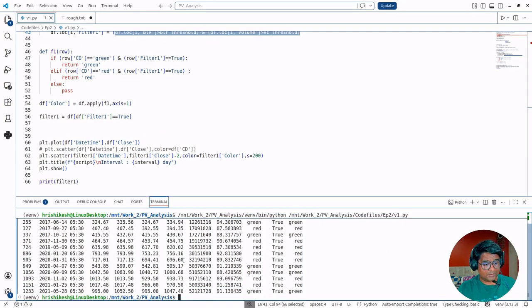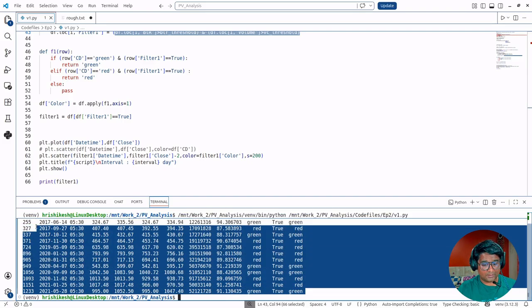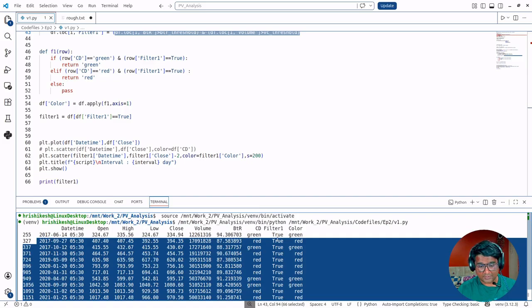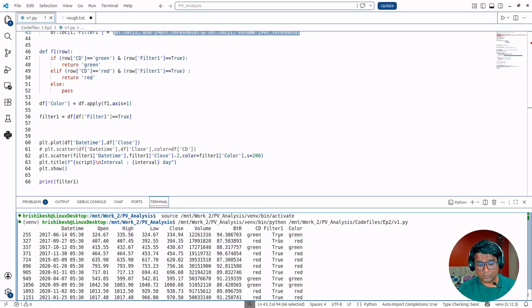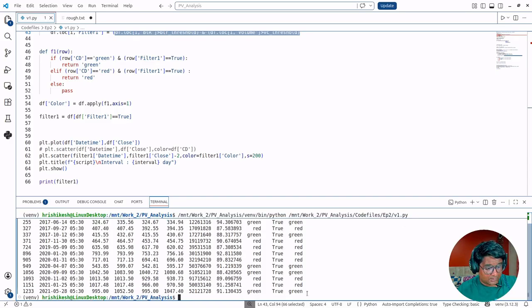See, these here are the conditions where both conditions are true. See here, filter 1, both conditions. Filter 1 means where both conditions are true: the body is large along with volume being large. So let's see a couple of conditions on the candlestick chart.